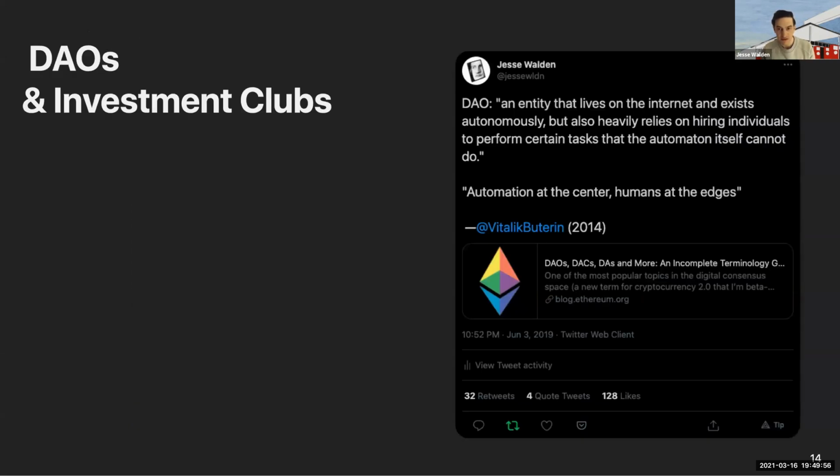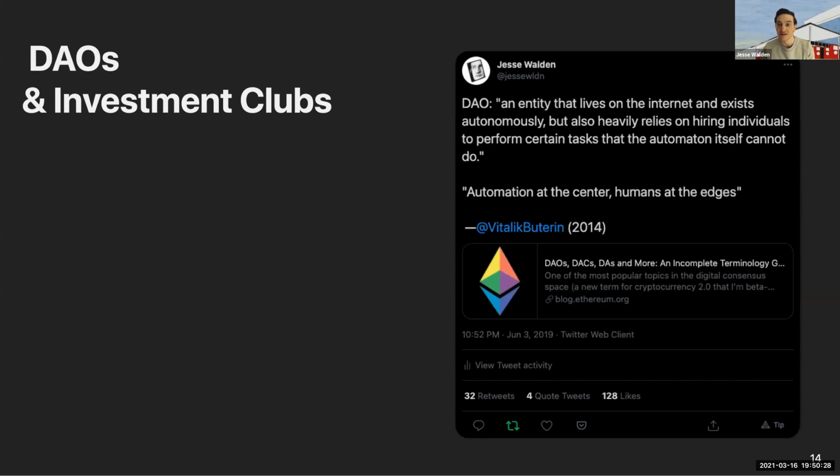And then let's see, DAOs and investment clubs. So first off, what the hell are DAOs? DAO is Web3 parlance for a community-owned group or investment club. It actually stands for Decentralized Autonomous Organization, which is a mouthful. And Vitalik Buterin, the founder of Ethereum, is, I think, responsible for the term.